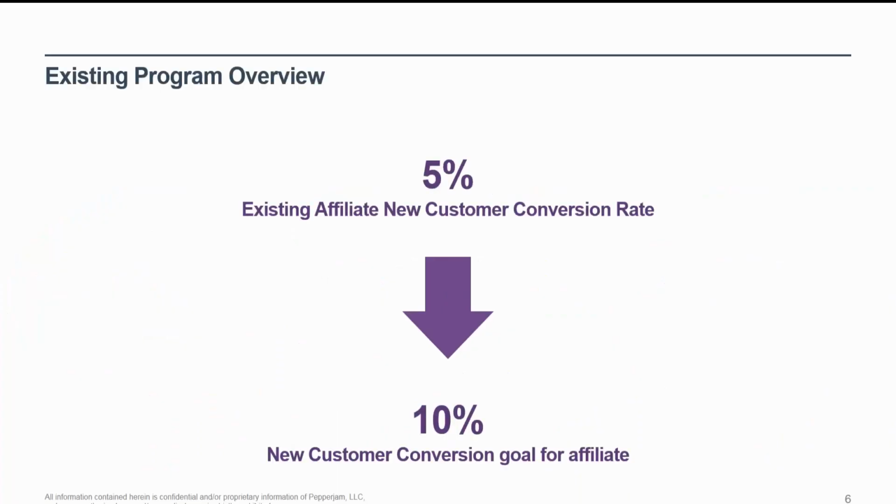So when you're first looking at this for your program, and I just have this set up as an example, you want to take a look at what your existing new customer conversion rate is, and then get an idea of what you'd like to use as your goal for your affiliate program. So this is just an example here, but it's always good to take a look at where your program currently is. Maybe you wanted to look at year-to-date data, or maybe the past 6 months, to get an idea of what you'd like to use for your goal going forward for your strategy.